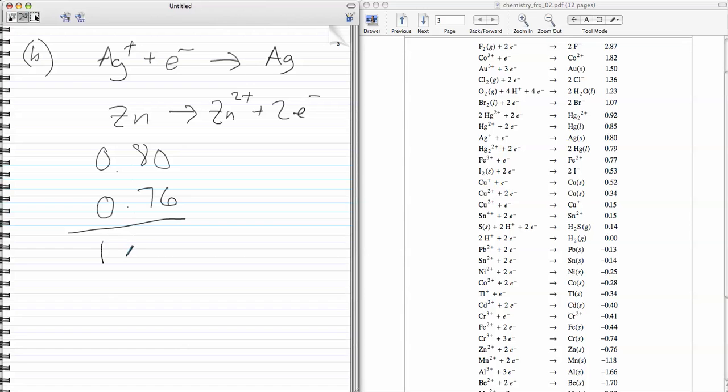And then the sum of these is going to be 1.56. Okay, so our standard electrode potential for this is going to be 1.56, and be careful, you don't have to multiply by a certain coefficient.